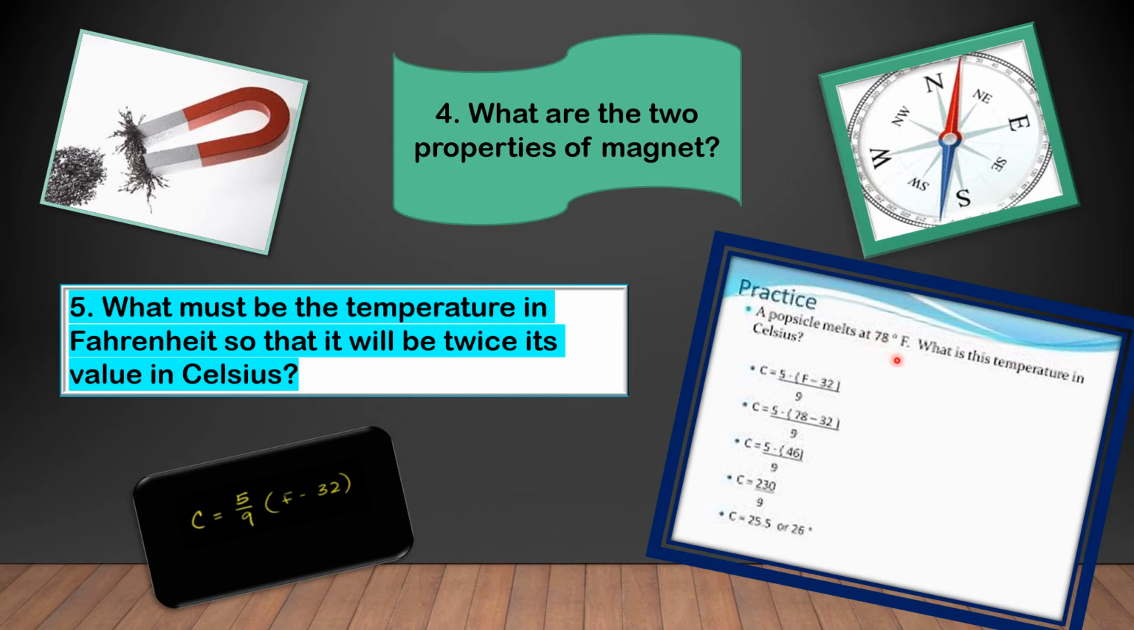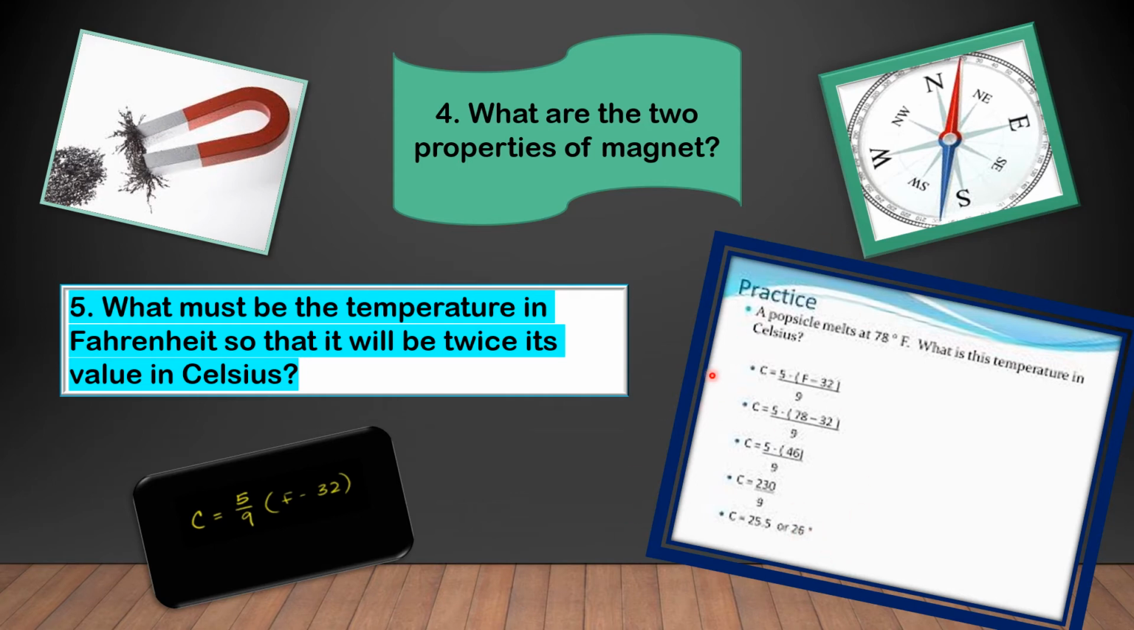popsicle melts at 78 degree Fahrenheit. What is this temperature in Celsius? That means you have to convert this 78 degree Fahrenheit temperature into Celsius. So formula is C is equal to 5 by 9 into F minus 32. So instead of F, they have written 78, and after that 78 minus 32, it's coming 46. So 5 into 46, 230 is coming. So 230 divided by 9, ultimately it's coming 25.5. Approximately they have written 26 degrees Celsius.